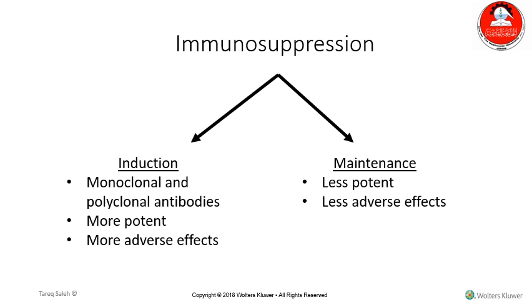On the other hand, there are a separate set of drugs that are used for the maintenance, meaning that after the organ has been successfully transplanted, you will need to lower the immune drive for a prolonged period of time to avoid rejection later on after the surgery. And for that, we use a different set of immunosuppressants that are mostly not as potent as the drugs used for induction, and they are associated with less adverse effects.